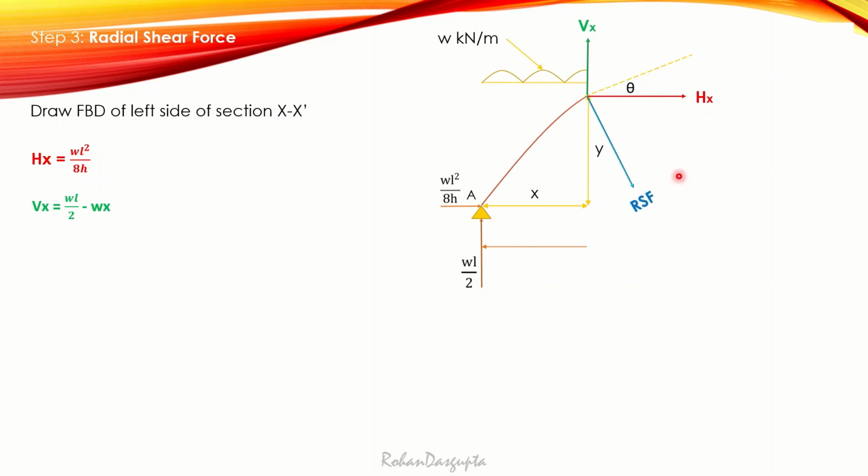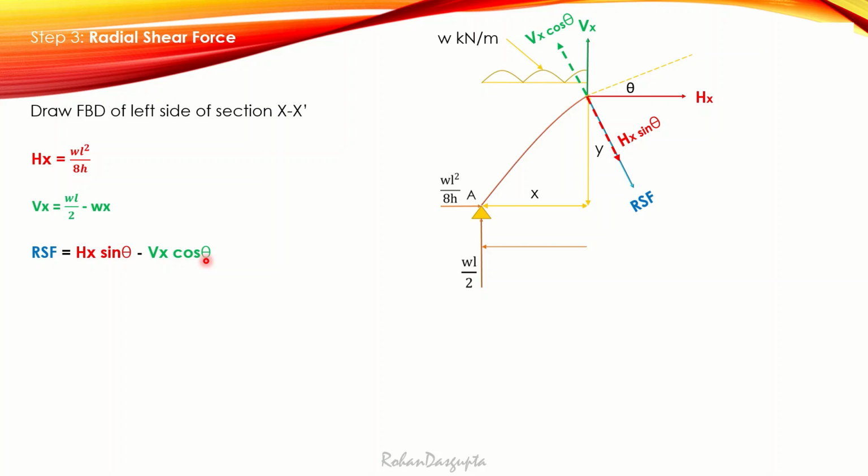Okay, now in order to find out the radial shear force, I need to resolve Hx and Vx in the direction of radial shear force. So let's quickly do that. Hx, if I resolve in this direction, it will come out to be Hx sine theta, and it will be in this radial direction only. And if I resolve Vx in this radial direction, it will be Vx cos theta, but in the outward radial direction, right? Inward and outward. So here, if I want to write the equation of RSF, if I take this inward direction as positive, then RSF will be equal to Hx sine theta minus Vx cos theta.